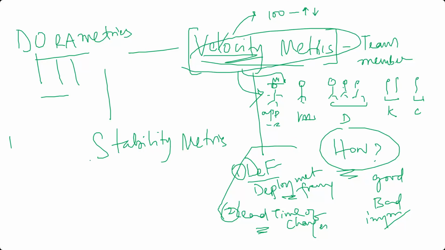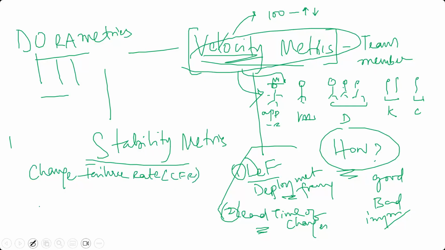But we will first also look at stability metrics. There are two stability metrics. One is change failure rate, or it can be called CFR. The other metric is mean time to recovery. Now, stability metrics will define the outcome of the DevOps team's work.